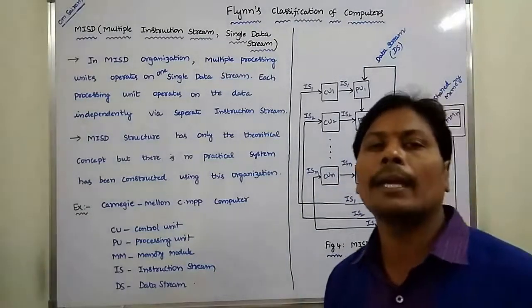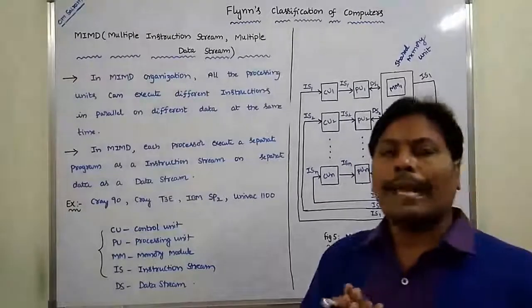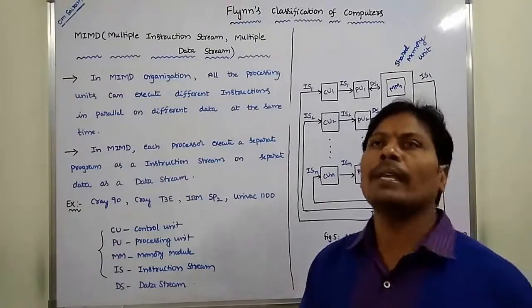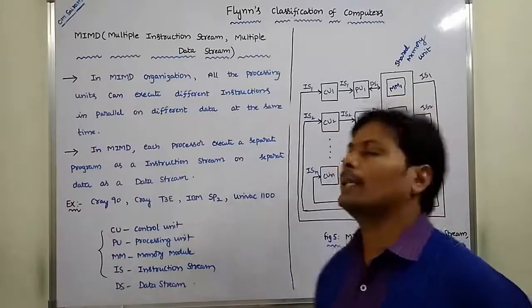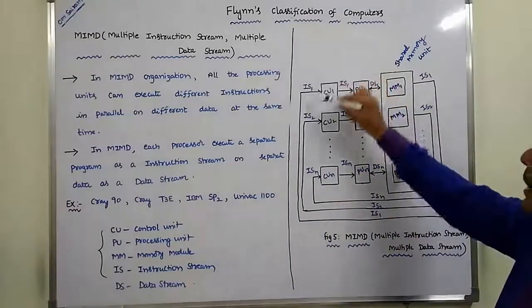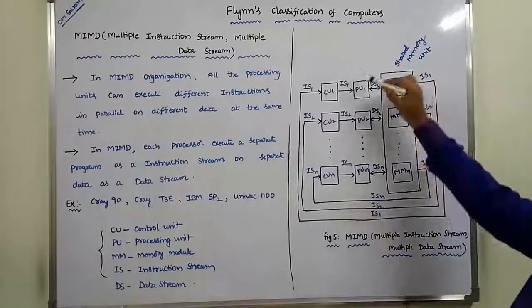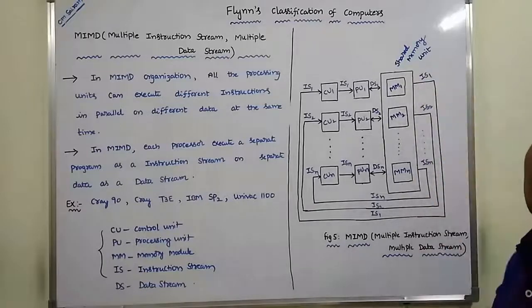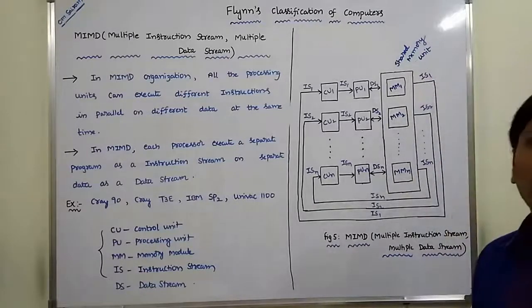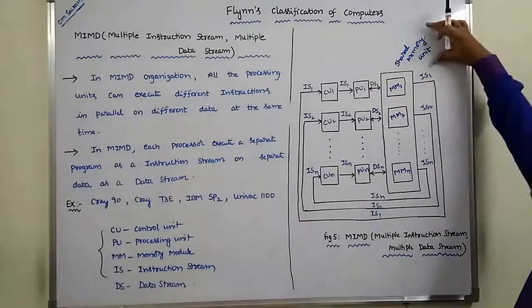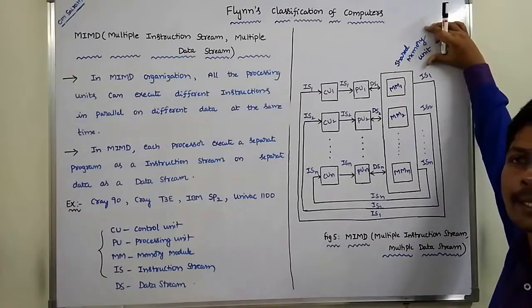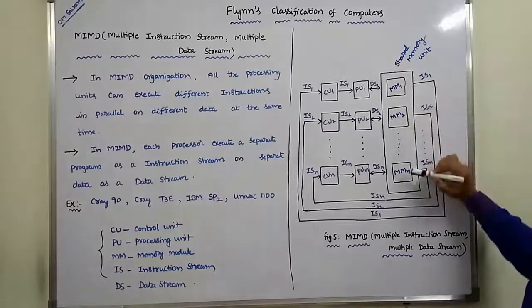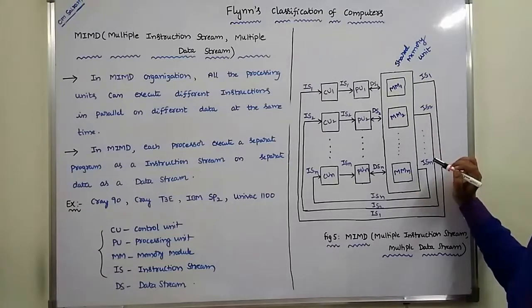Now we go for the MIMD computer. Next computer is the MIMD computer. In the MIMD computer overall organization, it consists of n number of control units, n number of processing units, and n number of memory modules contained in a shared memory unit. Here one shared memory unit is there in the MIMD organization. This shared memory can be divided into n number of memory modules.